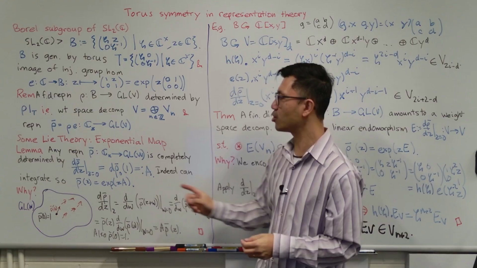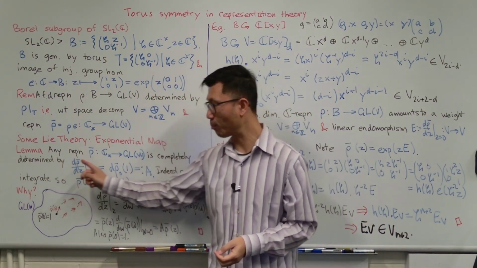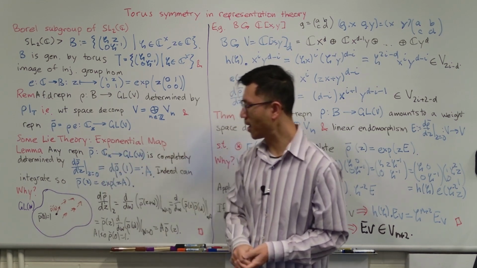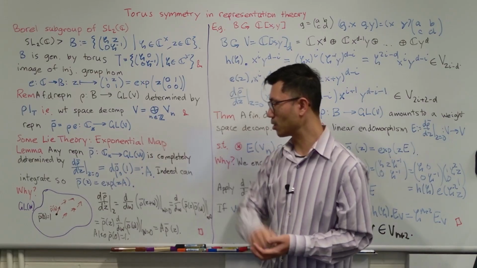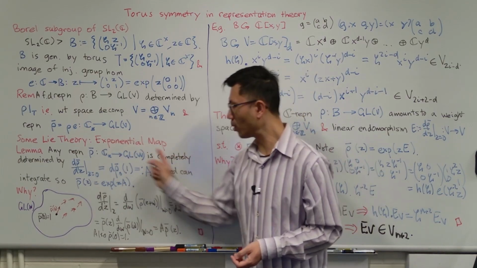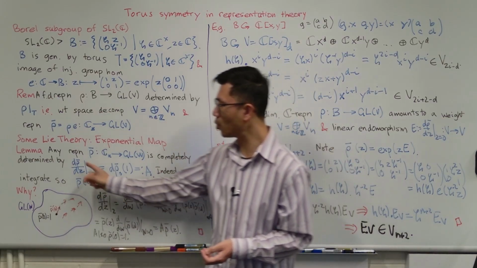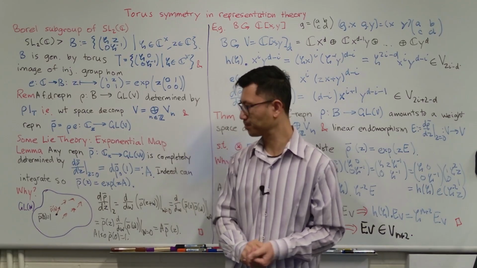Okay, so we're going to use the following lemma, which tells us what happens. Suppose you have any representation of this Lie group C. We'll use a variable Z here, and this is a representation rho bar from C_Z to GL(W), say. Well, in this case, how do you determine what that is? Well, it's completely determined by one piece of information. What we're going to do is look at d rho bar dz at z equals 0.